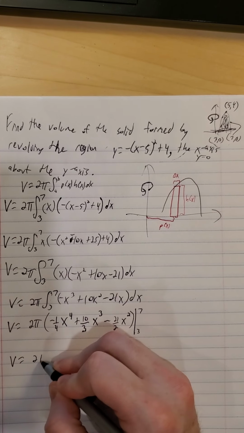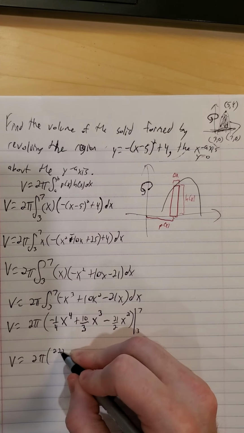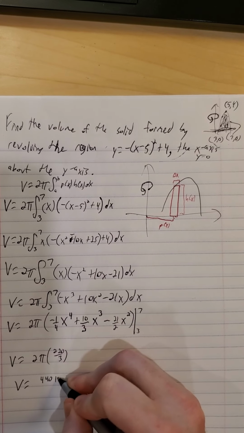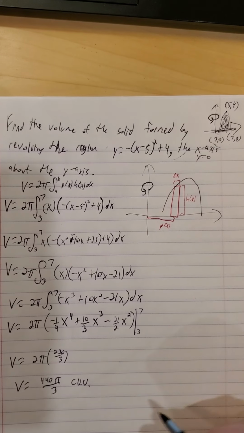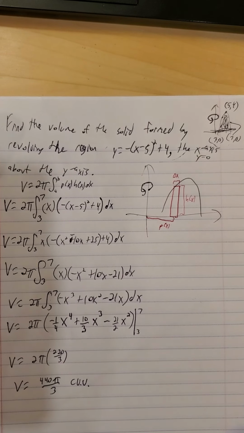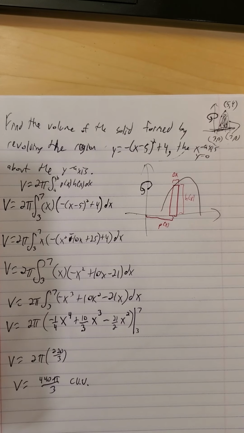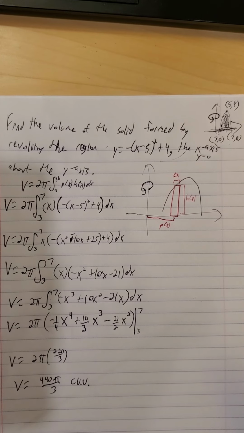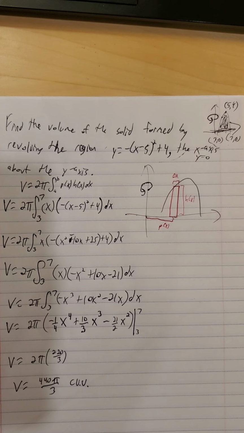So our volume is 2 pi times, a little plug and chug in the calculator, and we get 220/3. So our volume is 440 pi over 3 cubic units. And again, I would prefer the version with pi, not the approximation. So this was one that could have been done using the disk method. This was the washer method, however.